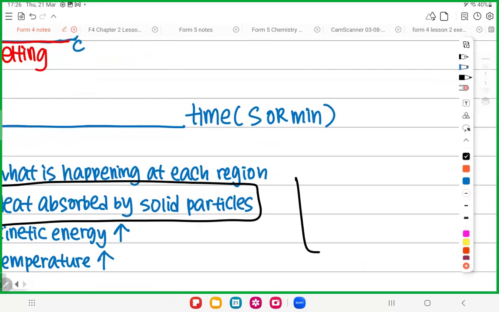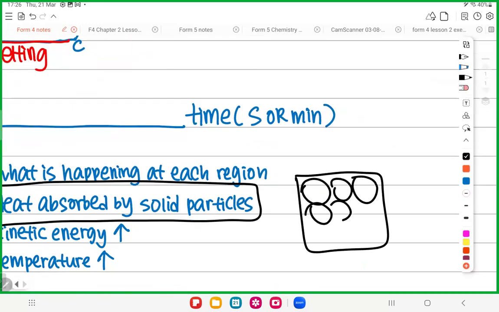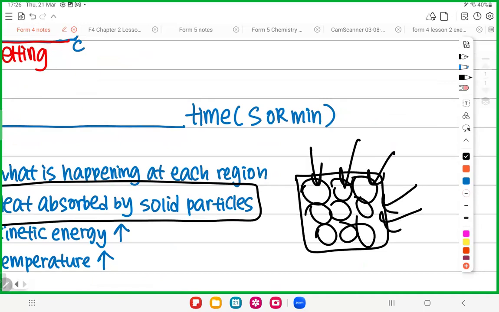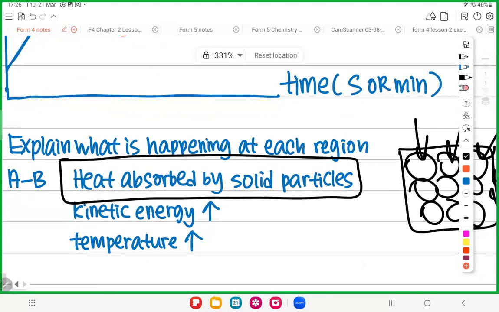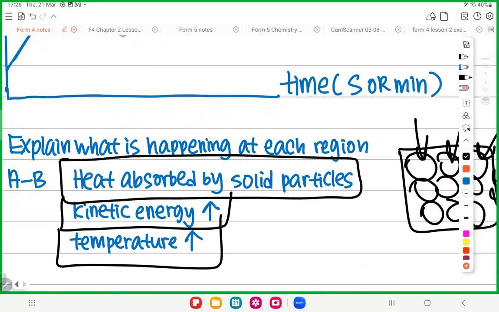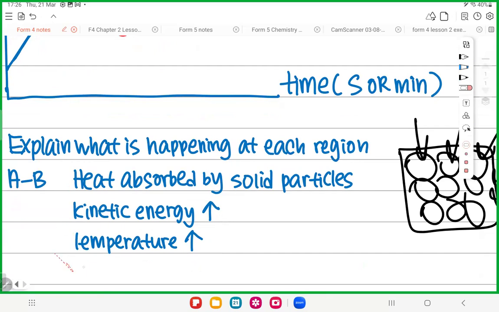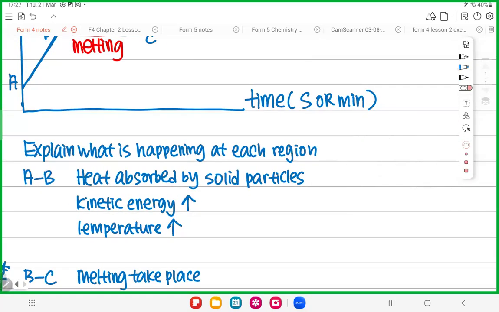Okay, so like this, these are the particles. This is the solid. This solid gets extra energy from the heat. So when the solid gets heat, the kinetic energy increases. When kinetic energy increases, temperature follows the same thing. Temperature increases as well. Okay, guys, let me know in the chat box, are you okay with how to explain the process A to B?